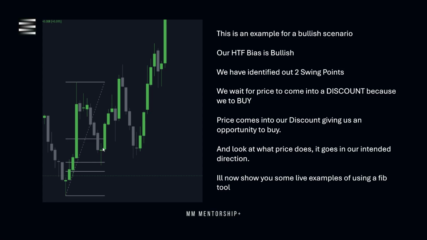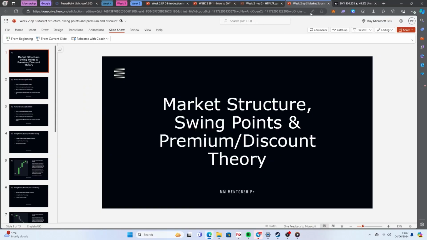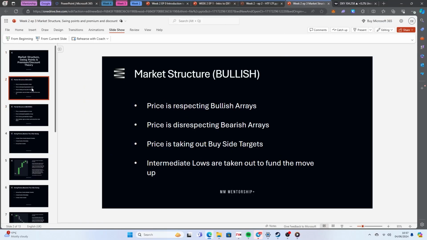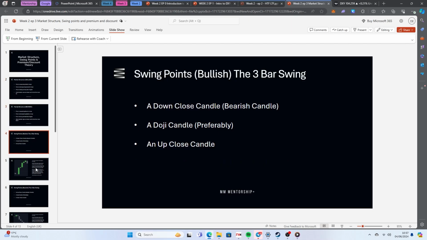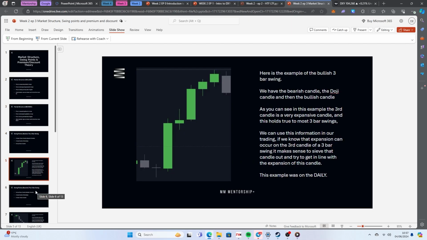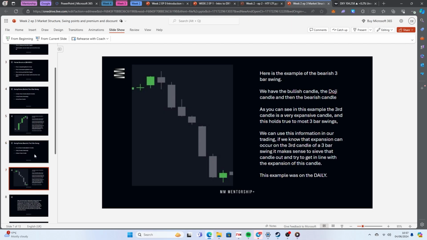What do you notice here as well? What do you notice here? 3-bar swings, okay? So you could mark your fib from here to here, mark your fib from here to here. 3-bar swings, they happen a lot. Gone over 3-bar swings.